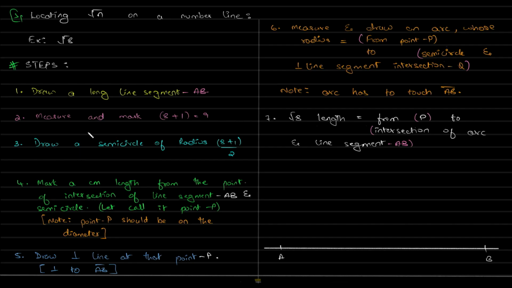Actually 9. Measure and mark 8 plus 1, that is 9. So how did I get 9? It's simple. Whatever root you are looking at, take 1 centimeter more than that. So, take some random point, take your compass or protractor, whatever that is. I get confused. So mark, this is your 9 centimeter.